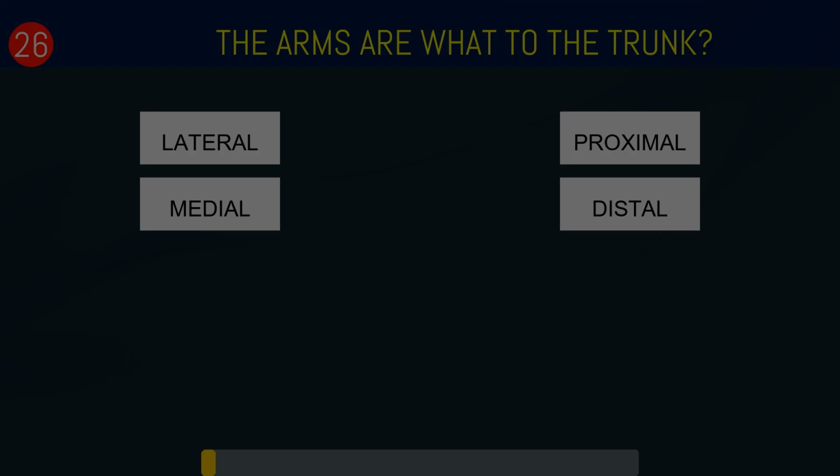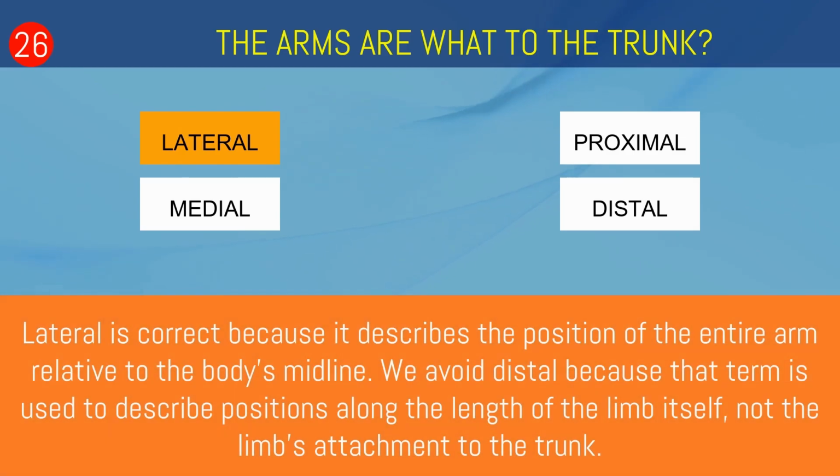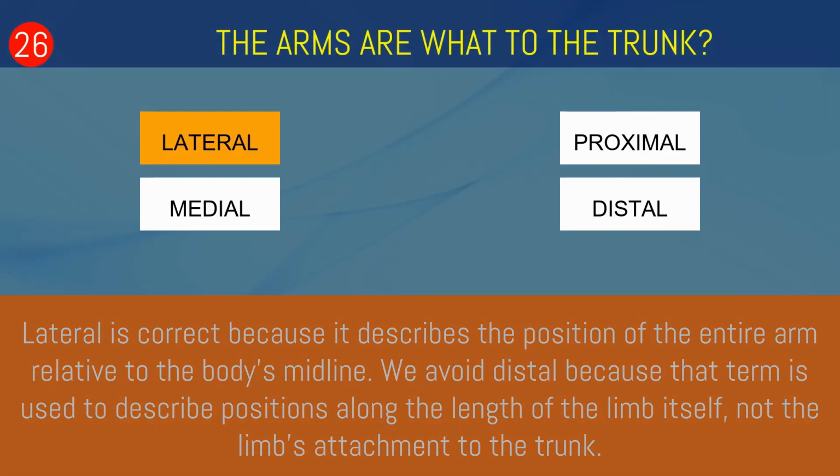either lung. The arms are what to the trunk? Lateral, medial, proximal, or distal? Lateral. Lateral is correct because it describes the position of the entire arm relative to the body's midline. We avoid distal because that term is used to describe positions along the length of the limb itself, not the limb's attachment to the trunk.